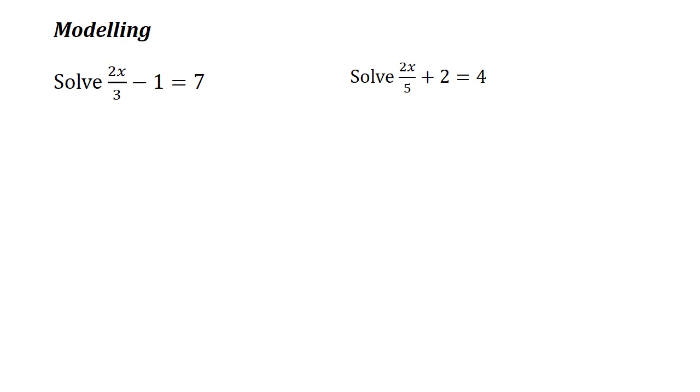On this one here, we get rid of the takeaway 1 by adding 1 to both sides. We get rid of the divide by 3 by multiplying by 3. And we get rid of the multiply by 2 by dividing by 2. You try this one. You should have 2x over 5 is equal to 2. 2x is equal to 10. And x is equal to 5 as your final solution.